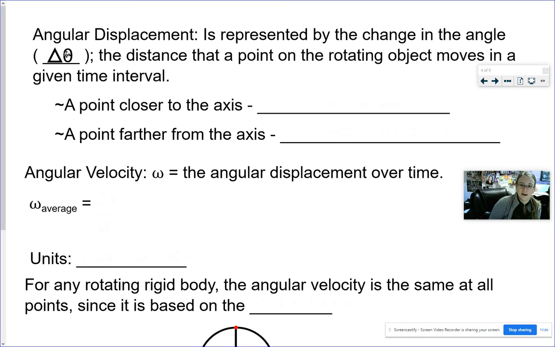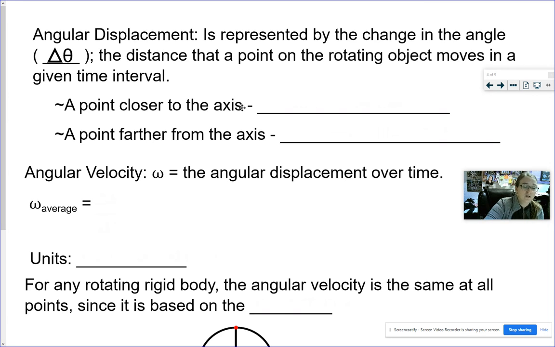I know I'm not a huge fan of radians because we don't use them as often, and I always forget them. But it's actually going to be easier than you think. So instead of degrees, it's radians that we're working with in this unit. Now, that is the distance that a point on the rotating object moves in a given time interval. So again, really, we're talking about the angle. Angular displacement is the angle displacement, if you want to think about it that way.